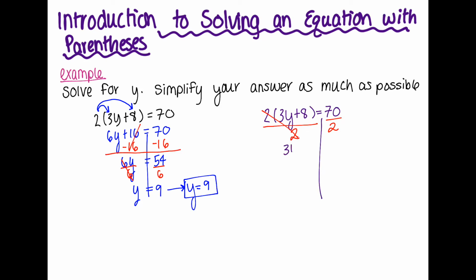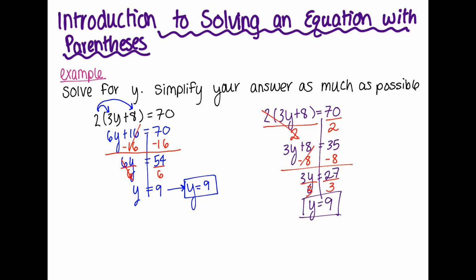So now we have 3y plus 8 is equal to 35, because 70 divided by 2 is 35. I want to take care of this 8 first, so I'll subtract 8 on both sides. We have 3y equals 27. Divide both sides by 3. And you get y equals 9, just like we got before. So that'll work.